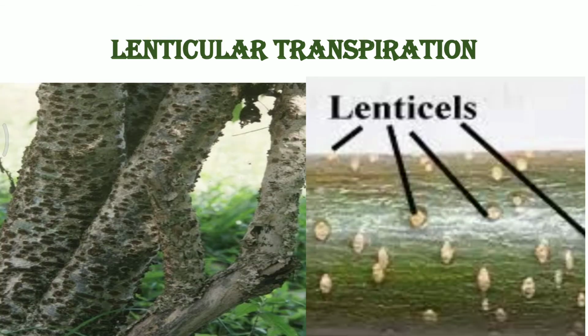Lenticular transpiration takes place through the lenticels of fruits and woody stems, although to a much lesser extent, but sometimes this is quite evident in older plants. You can see the bark and the crevices or pores which have developed on the bark of the plant. From every pore there will be loss of water, and it is known as lenticular transpiration. So we have an idea about three different types of transpiration by now.